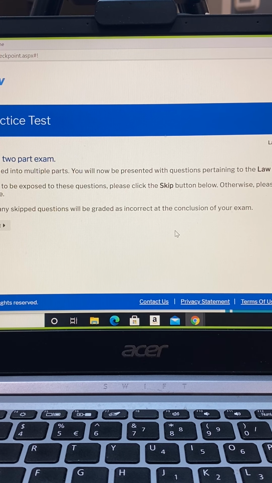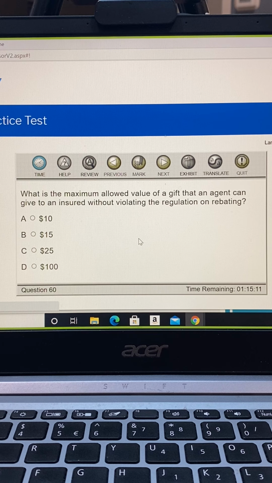What? It didn't even give us 60 questions. What's this? You got 2 parts. Multiple parts. Well, daggone, might as well. I don't know how many questions on this sucker.